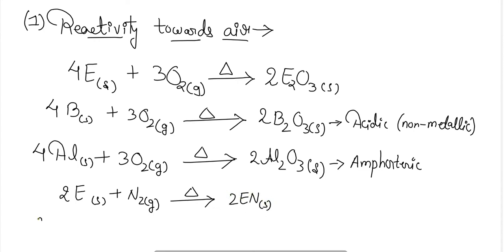Okay, so here for example, if I am taking boron, it will give BN, boron nitride. Okay, so aluminium nitride is also formed. And as I have told you, aluminium and gallium oxides are examples of amphoteric oxides. Okay, they are amphoteric oxides. They behave with acids as bases, and they behave with bases as acids.